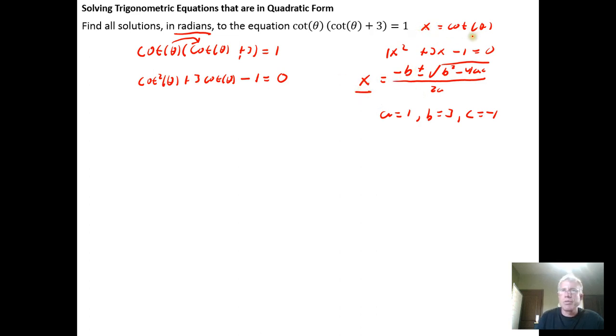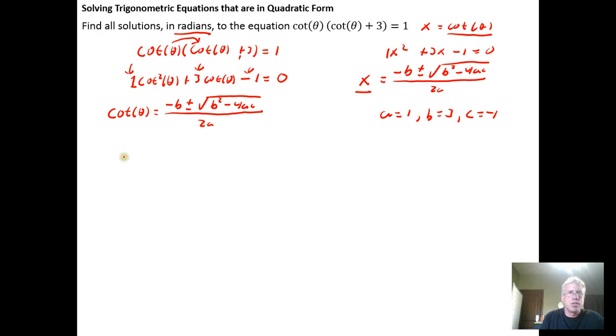Instead of x equals, it's going to be cotangent of theta equals. So we're going to get cotangent theta equals the opposite of b plus or minus the square root of b squared minus 4ac all over 2 times a. a equals 1, b equals 3, c equals negative 1. That's not going to change. The coefficients are the same.